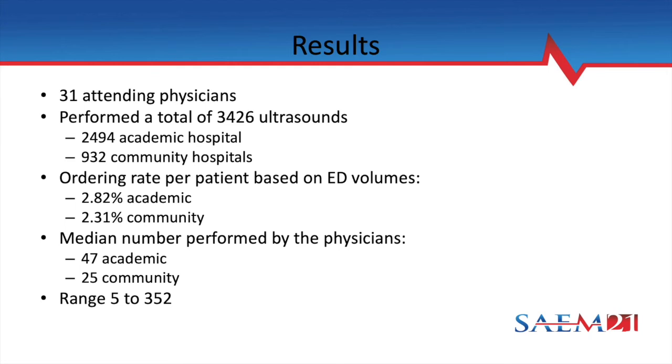There were 31 attendings that were included in the analysis. They performed a total of 3,426 ultrasounds, including about 2,500 at the academic hospital and about 900 in the community hospitals. The ordering rate you can see here was pretty similar between the two, around 2 to 3%. The median number performed by the physicians was 47 at the academic hospital and 25 at the community hospitals. And you can see the pretty dramatic range here between providers.